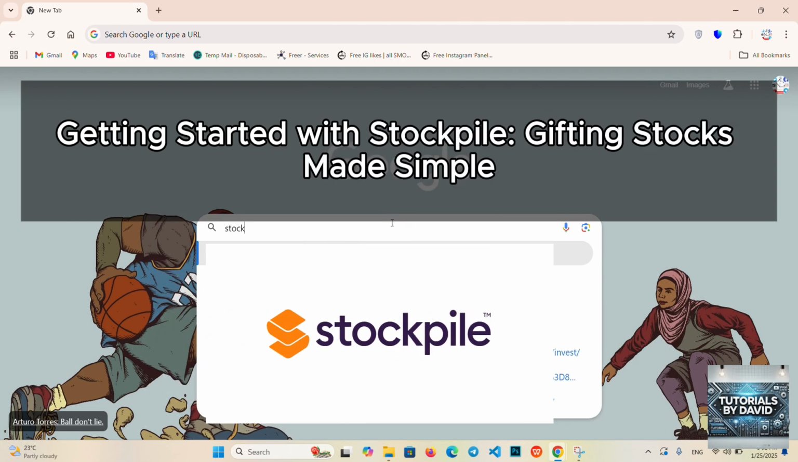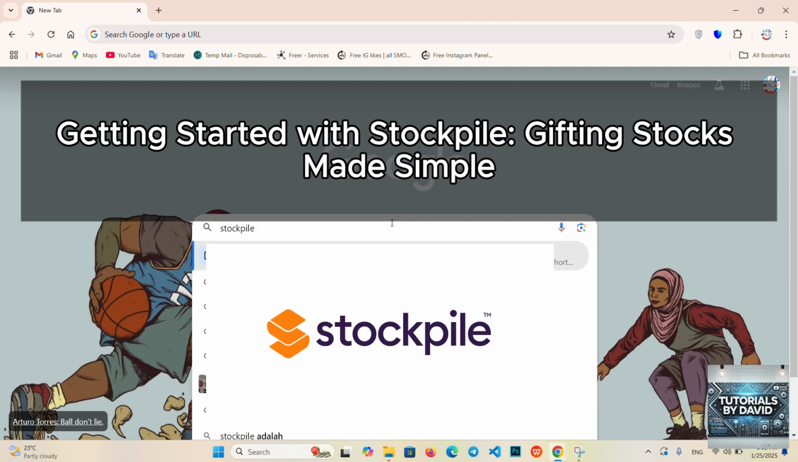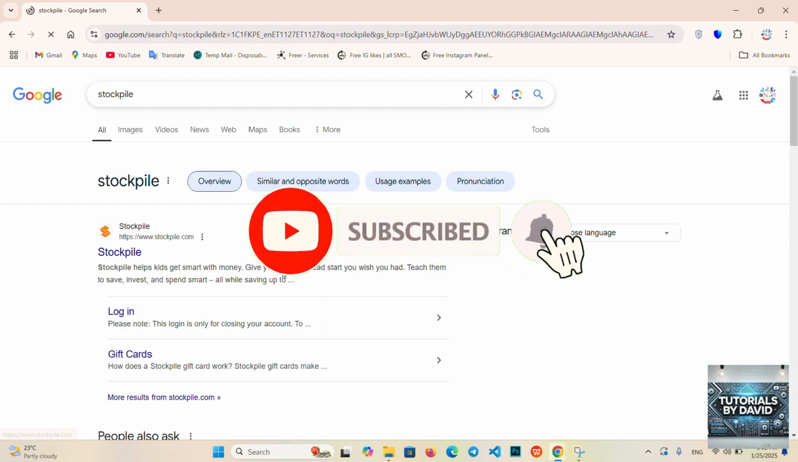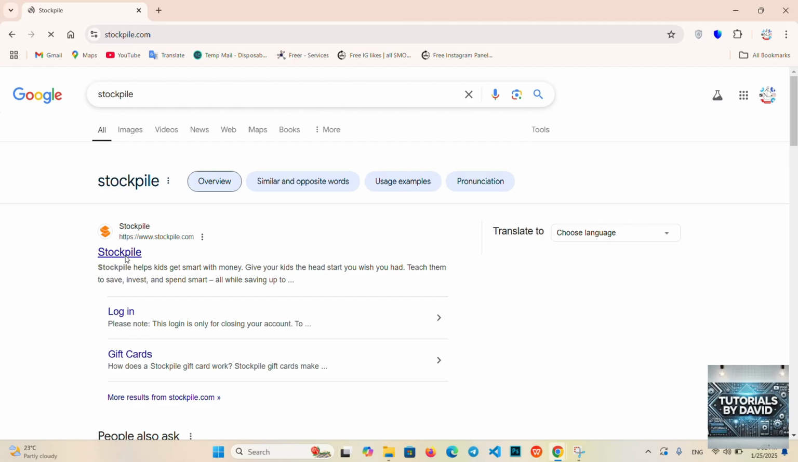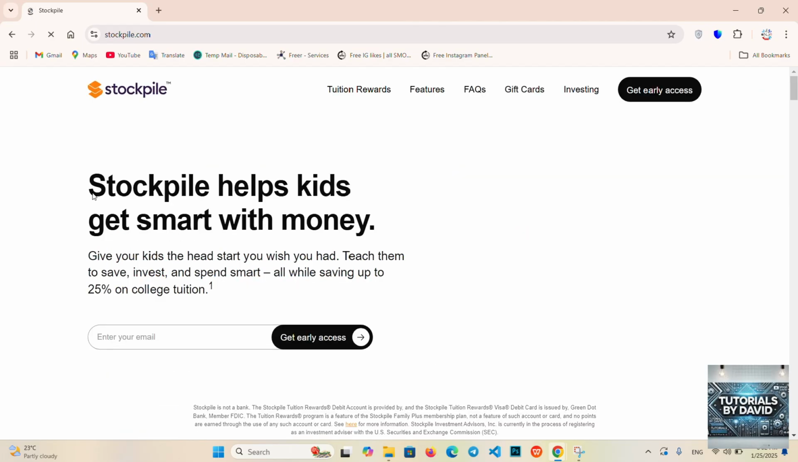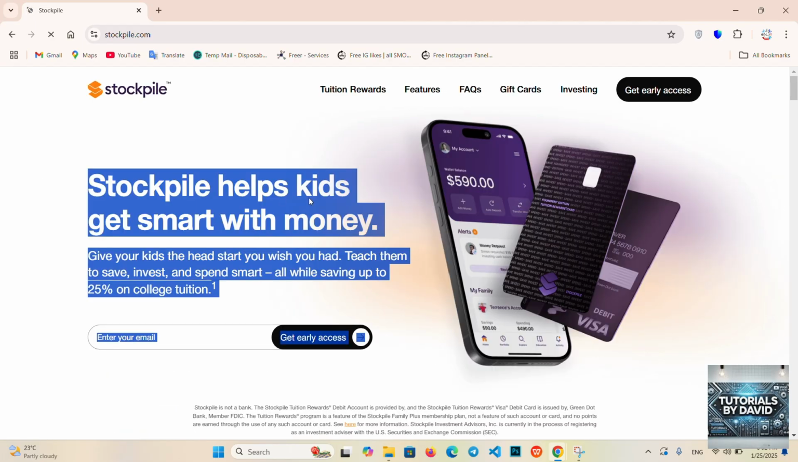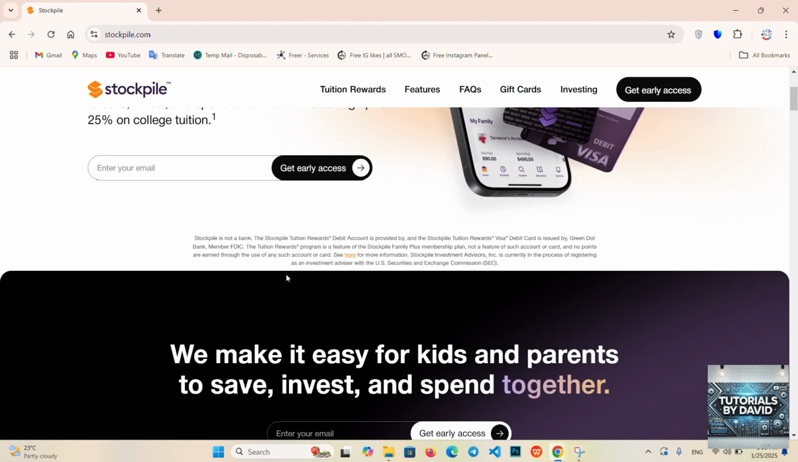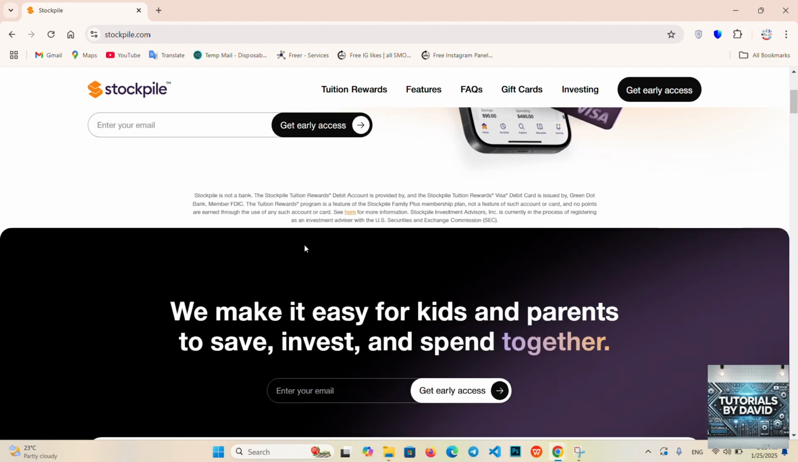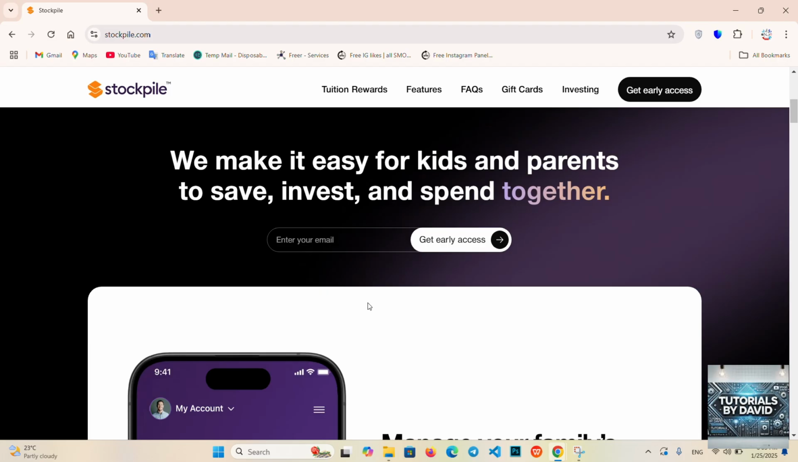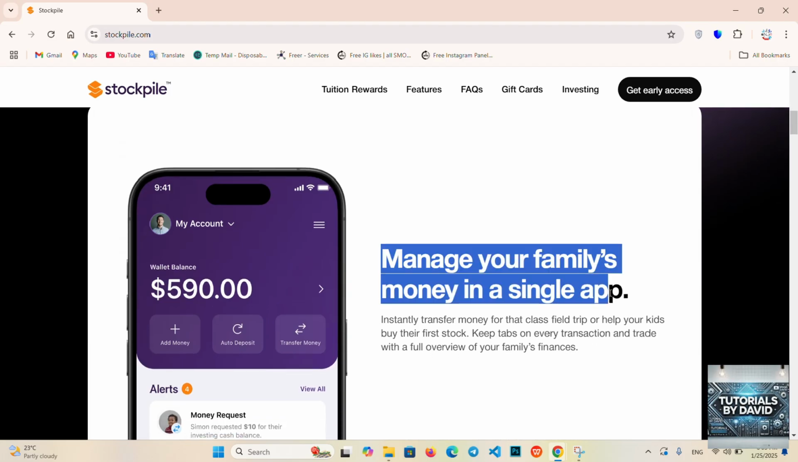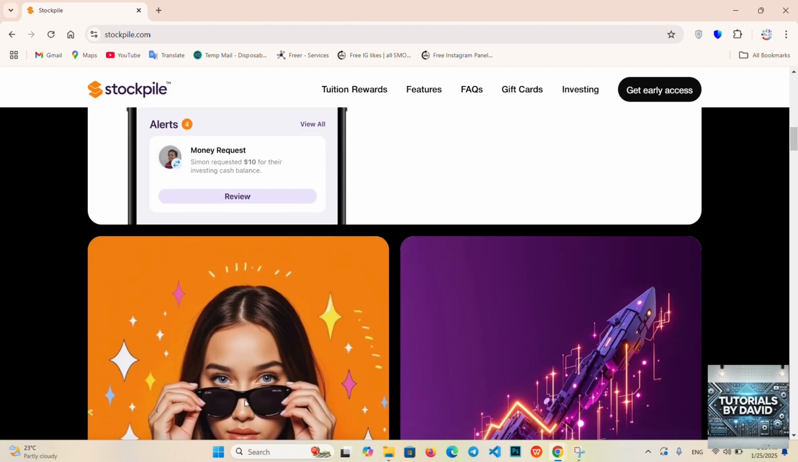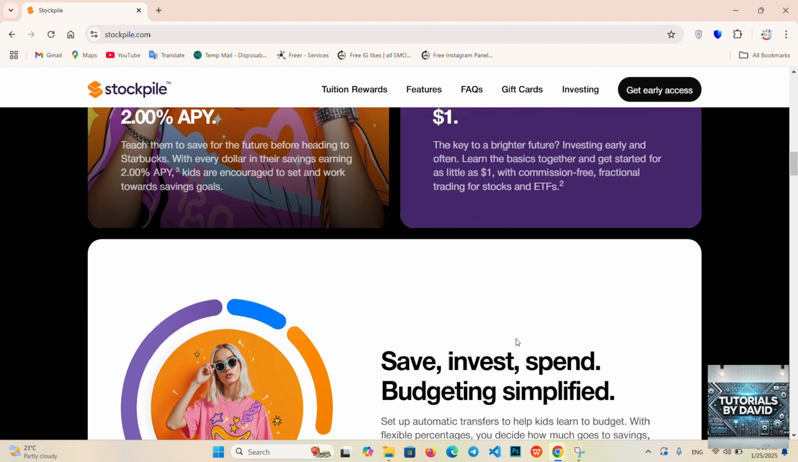Today, we're exploring how to get started with Stockpile, a platform that makes gifting and investing in stocks simple and accessible for everyone. If you're looking for a unique way to give the gift of investing, this tutorial is for you. What is Stockpile? Stockpile is an easy-to-use app that lets you buy, gift, and trade fractional shares of stocks and ETFs. Whether you're introducing someone to investing or managing your own portfolio, Stockpile makes it straightforward.